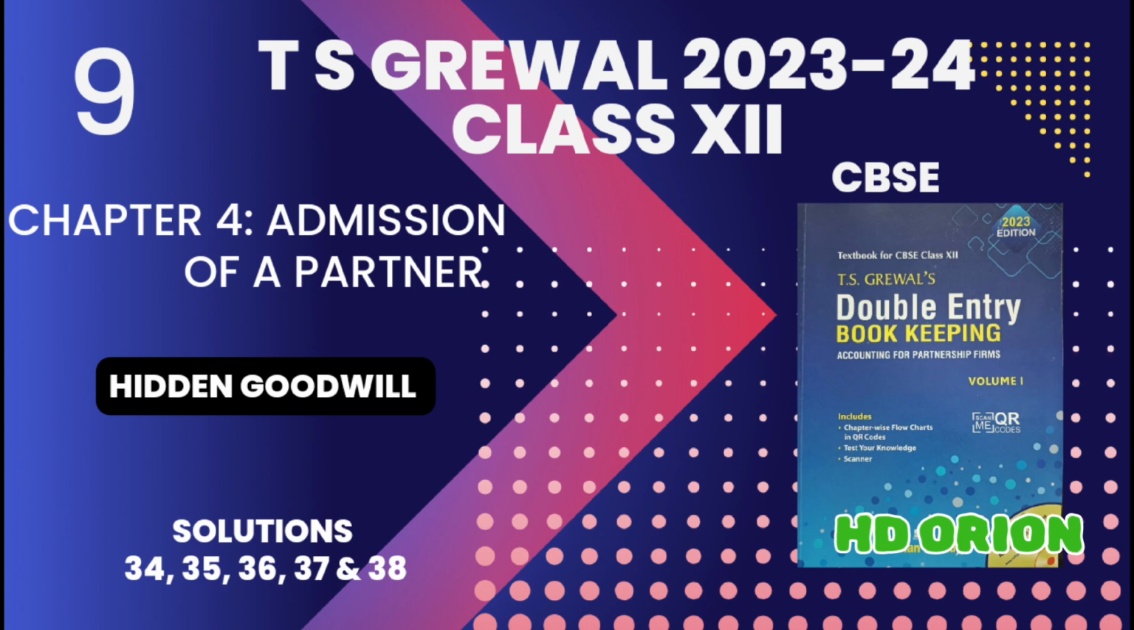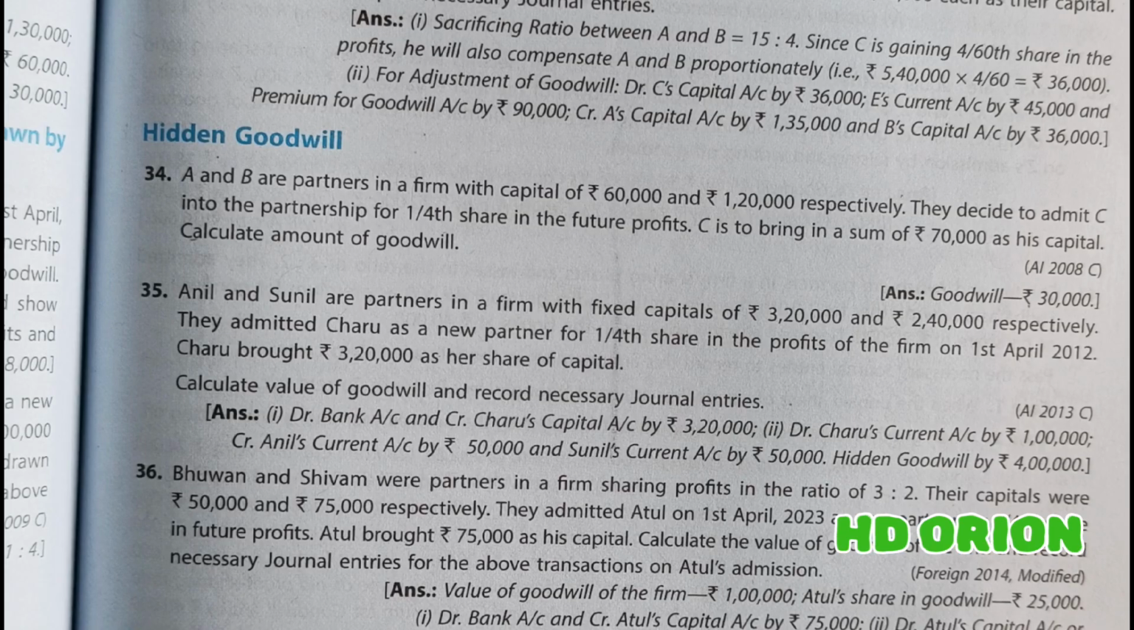We are studying accountancy for class 12th from T.S. Grewal's textbook 2023 edition, Accounting for Partnership Firms, Chapter 4, Admission of a Partner. And in this video we will discuss some questions related to hidden goodwill. So in hidden goodwill we find that the amount of goodwill is not directly given in the question. Rather, we have to infer it from net worth of the firm.